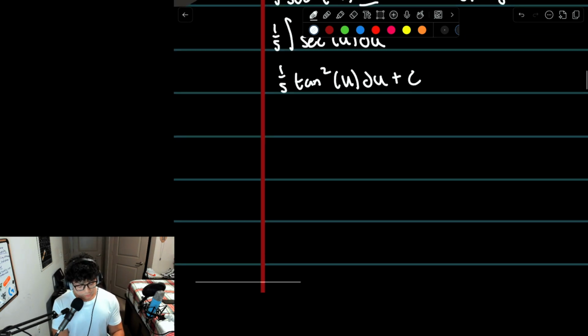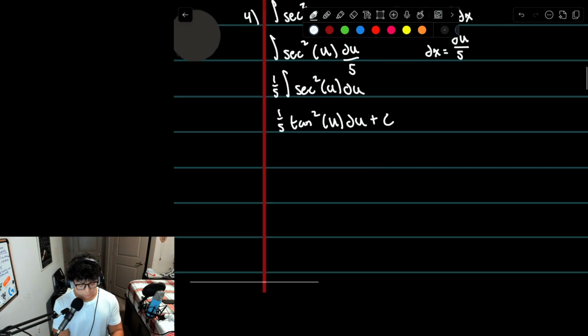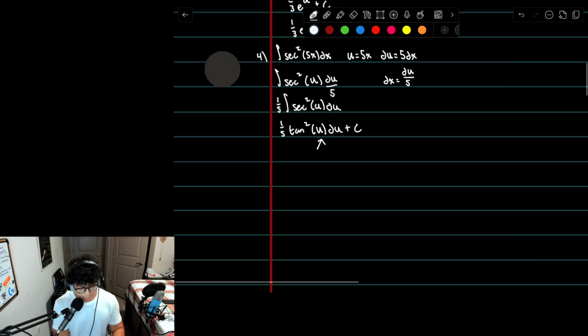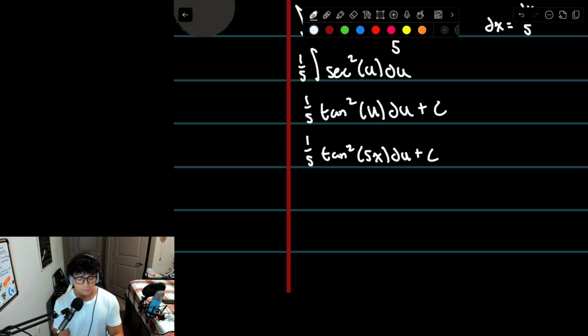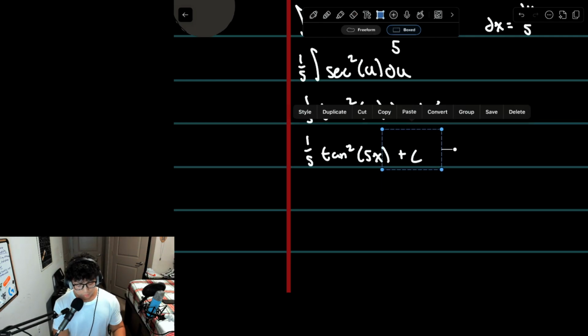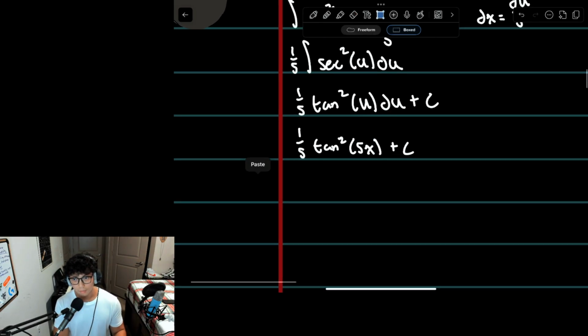And then from here, are we done? No. We need to replace our u, which is 5x. So our final answer is 1/5 tangent 5x plus c. Sorry, I was wrong earlier. There is no du. Now it's just 1/5 tangent 5x plus c.